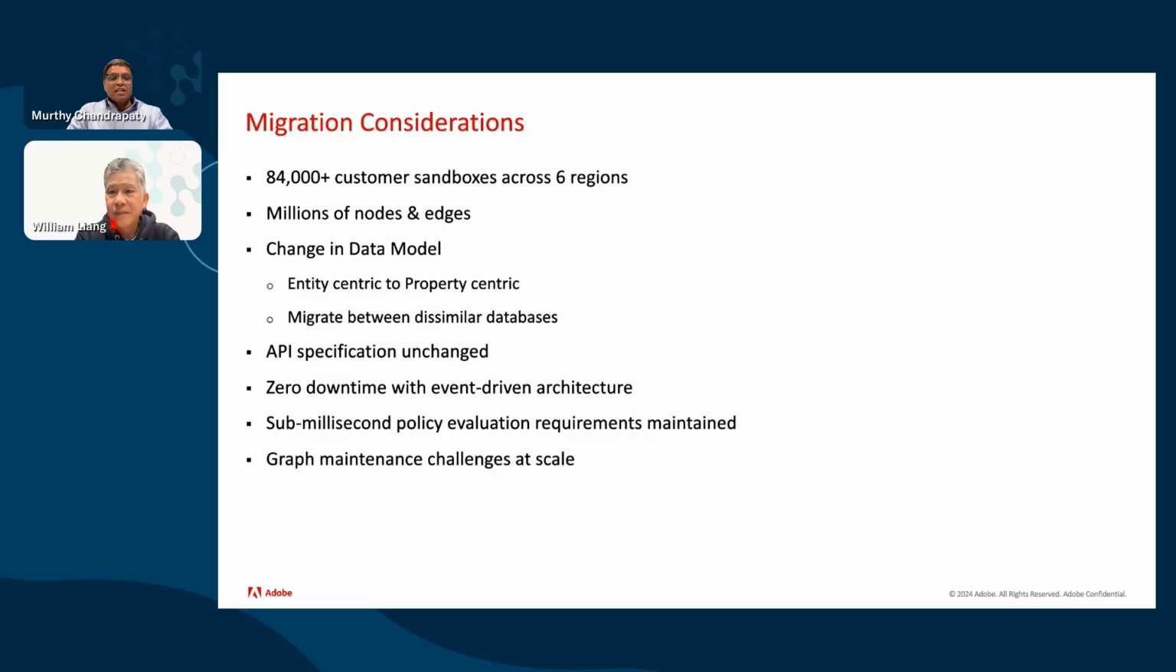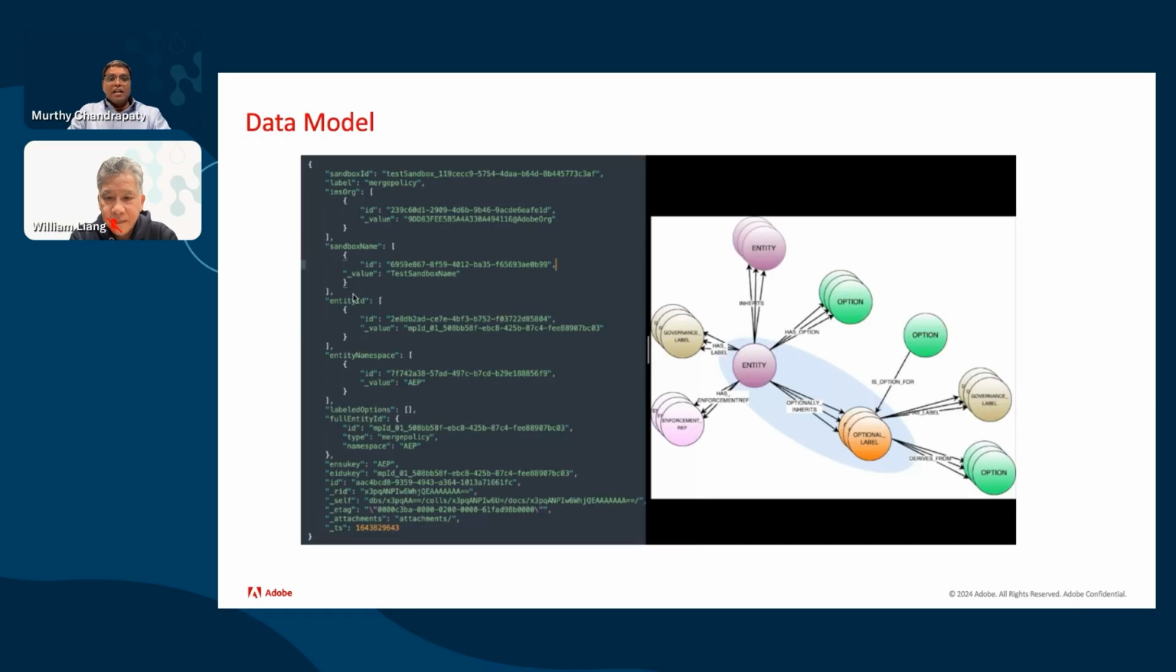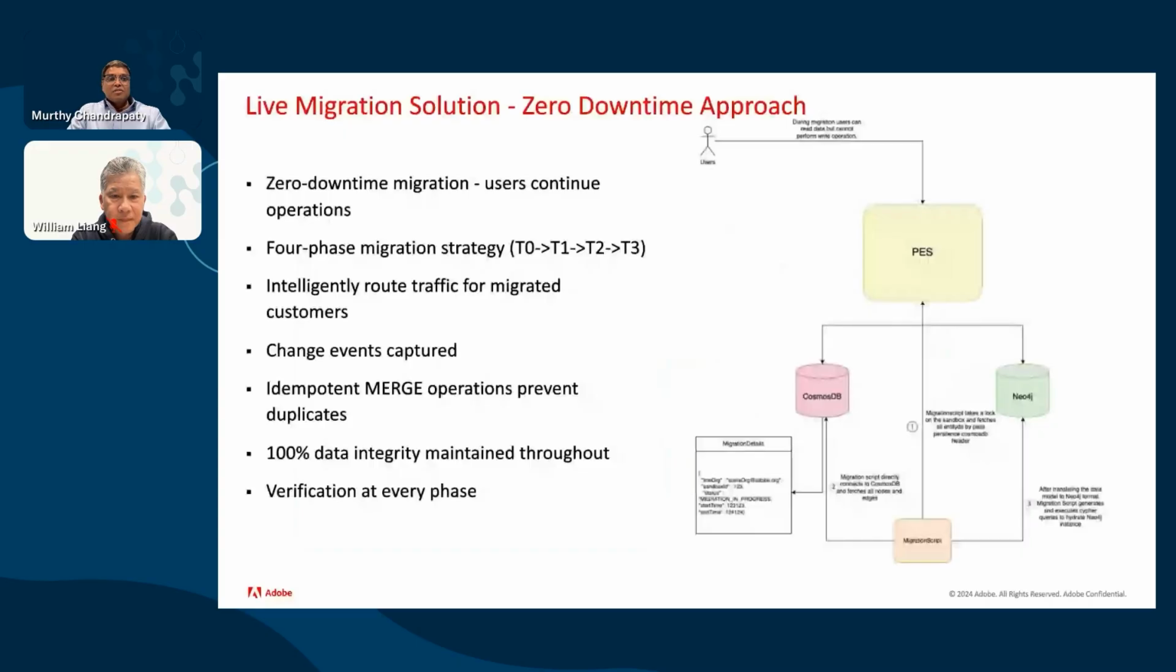The API remained unchanged. We still have customers expecting sub-millisecond policy evaluation, and our data model was changing from entity-centric to property-centric. So we came up with a four-staged approach for our live migration.